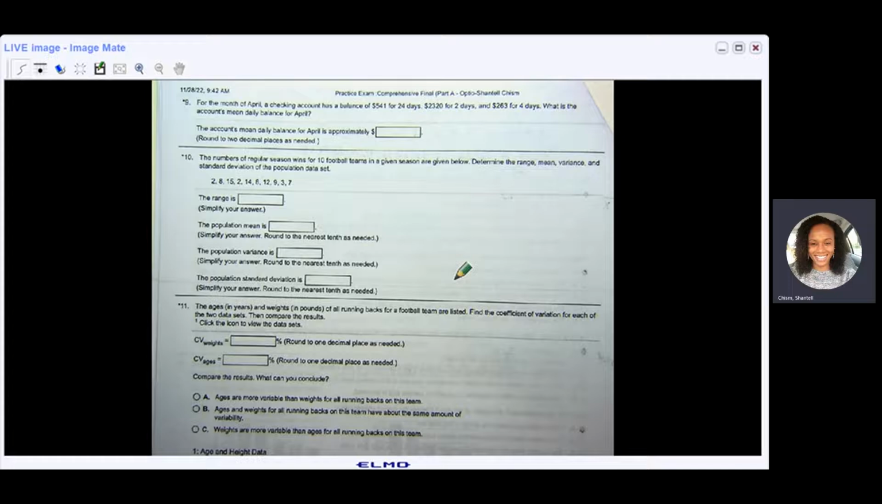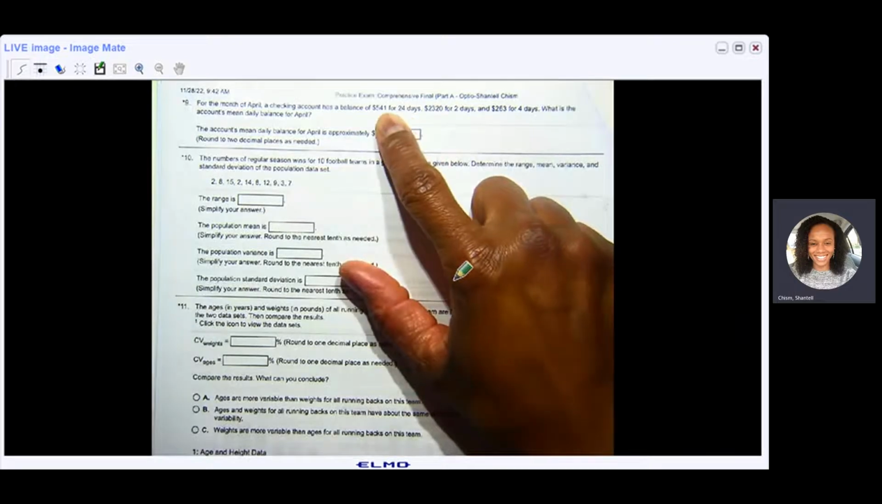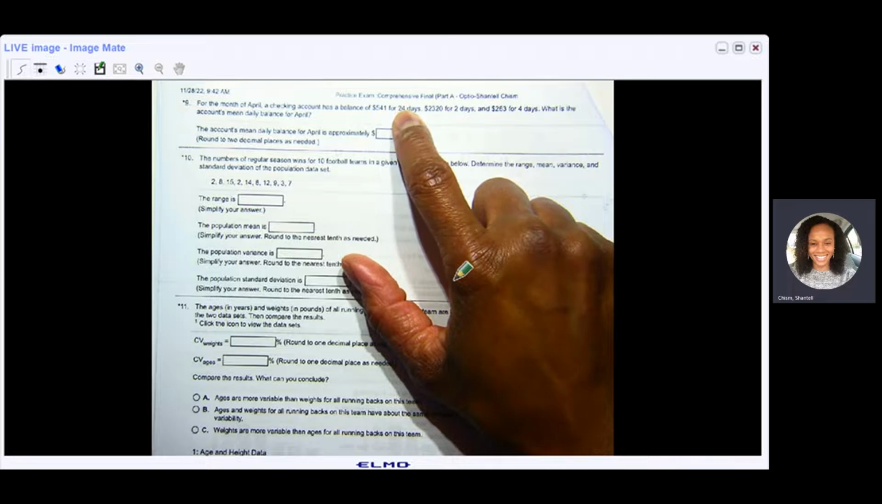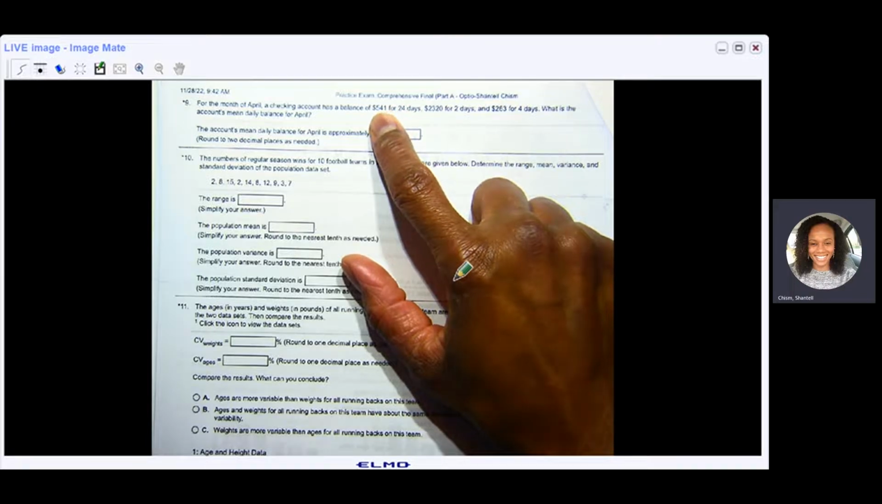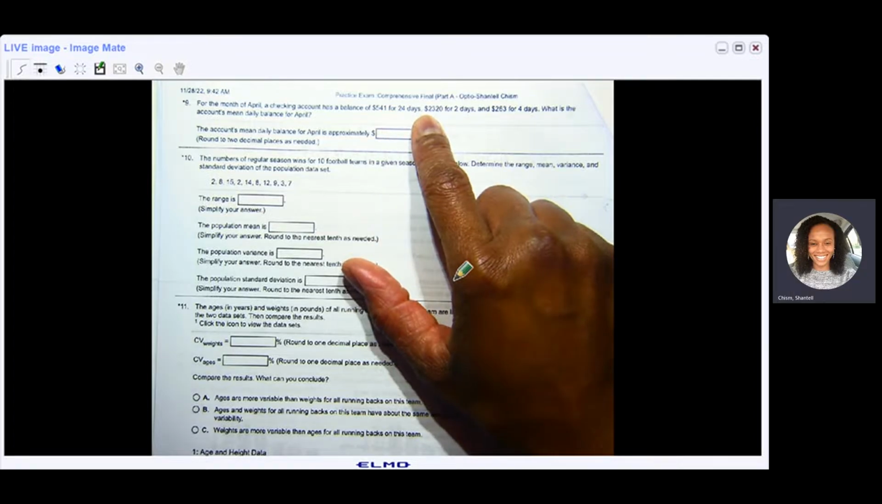So what we're trying to do on number 9 is figure out the average daily balance for the month of April, the mean daily balance for the month of April. We're told that for 24 days, the checking account had a balance of 541 for 24 days. So basically, we're saying we would have 541 written out 24 times.